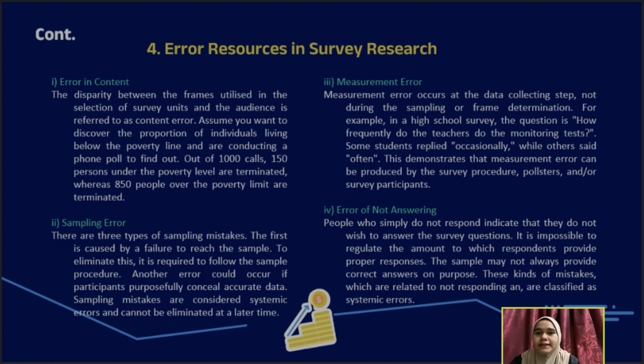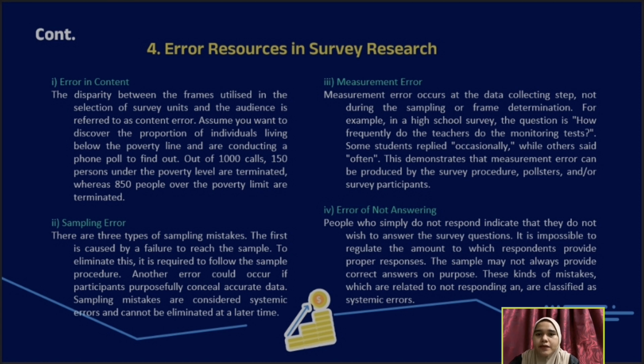Errors in survey research. 1. Error in content. The disparity between the frames utilized in the selection of survey units and the audience is referred to as content error. Assume you want to discover the proportion of individuals living below the poverty line and are conducting a phone poll to find out. Out of 1,000 calls, 150 people under the poverty level are terminated, whereas 150 people over the poverty limit are terminated.